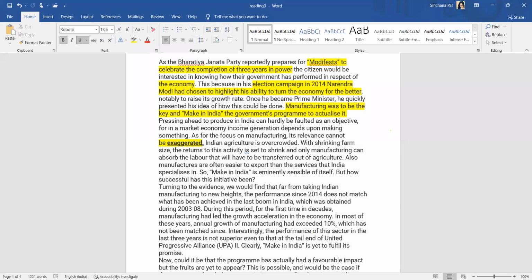So turning to the evidence, we would find that far from taking Indian manufacturing to new heights, the performance since 2014 does not match what has been achieved in the last boom in India, which was obtained during 2003-08. During this period, for the first time in decades, manufacturing had led the growth acceleration in the economy. In most of these years, annual growth of manufacturing had exceeded 10%, which has not been matched since. Interestingly, the performance of this sector in the last 3 years is not superior even to that at the tail end of the United Progressive Alliance. So clearly, Make in India is yet to fulfill its promise.